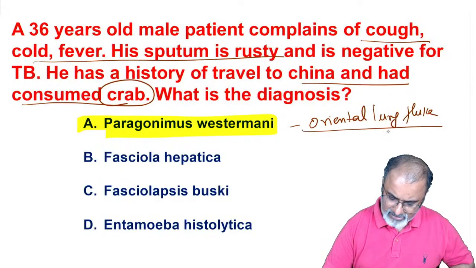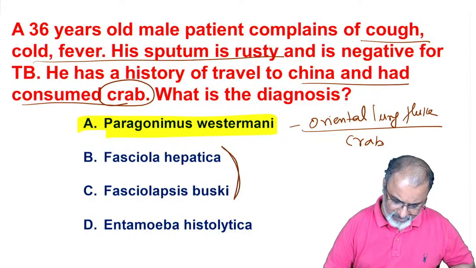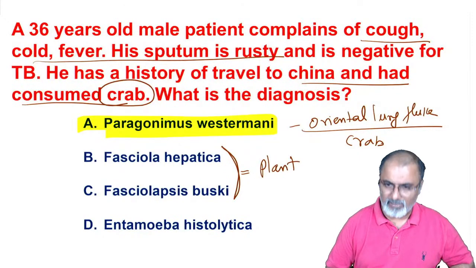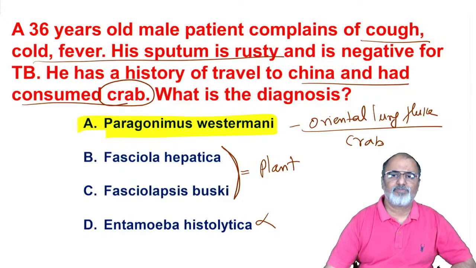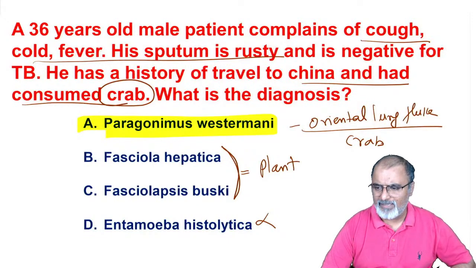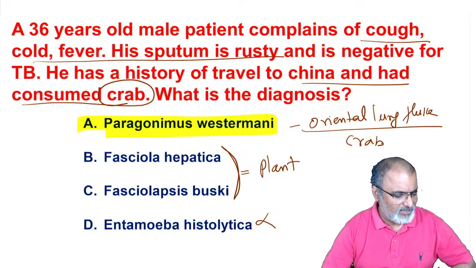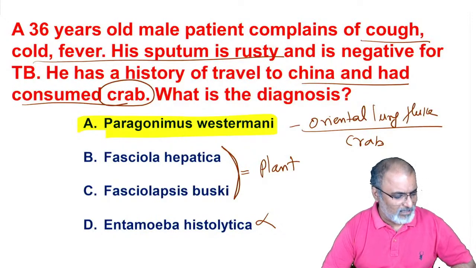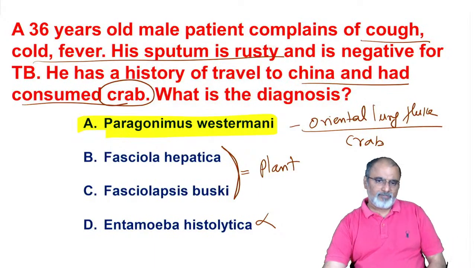And the intermediate host is crab. For fascioliasis, hepatic and fasciolopsis buski, it is a plant, aquatic plant. Echinococcus, hydatid cyst, no intermediate host. And pneumonia is caused by Paragonimus westermani because it's a lung fluke. Crayfish, very good. Crayfish or crab. Crab or crayfish. Yes, Swaraj. Perfect.